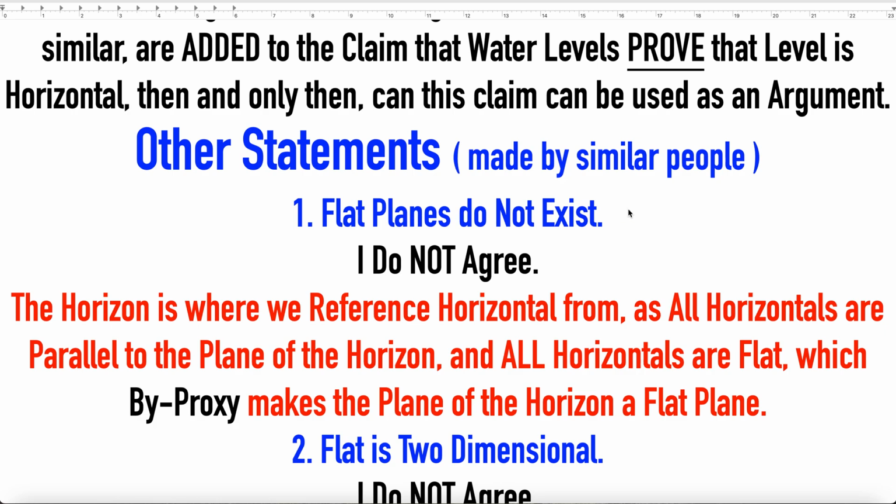Flat planes do not exist. I do not agree. The horizon is where we reference horizontal from, as all horizontals are parallel to the plane of the horizon. And all horizontals are flat, which by proxy makes the plane of the horizon a flat plane. So if flat planes do not exist, you're claiming that the horizon does not exist, which means horizontal does not exist because you have nothing to reference it to. So to say that flat planes do not exist is completely incorrect, because that means that the plane of the horizon does not exist, because horizontal and flat are synonymous. Horizontal is always flat.